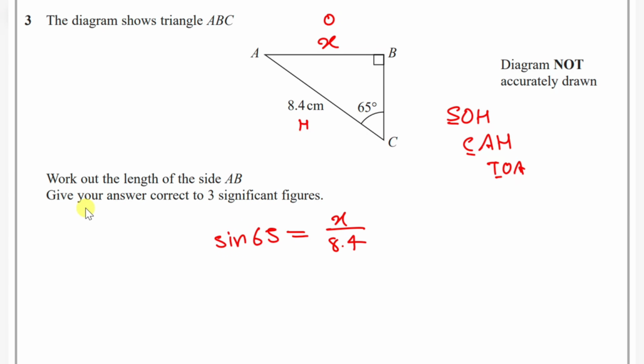Now all you want to do is make X the subject, so we're going to multiply 8.4 across. So it's going to be like 8.4 times sine 65, and that's going to be the answer we want. So now literally just get your calculator, guys. Enter this, and if you do that, you should get, yep, 7.614.